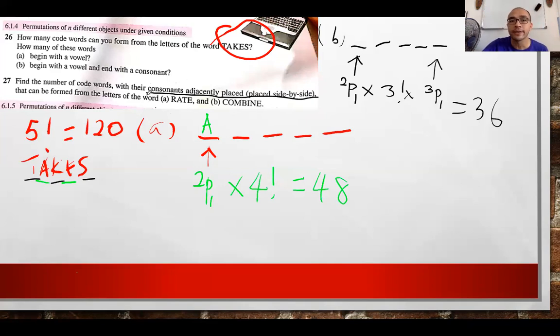But let's talk about READ first. If we want to have the consonants adjacently placed side by side, it means R and D must always be together. So try to figure out the working. How do you work this out? And then after that, in about 10 minutes, I will take a look at your whiteboard. If you think that you have figured out the answer, put your answer in the whiteboard, and then we'll see what happens from there. So take some time and do it. I'm going to pause the recording first.